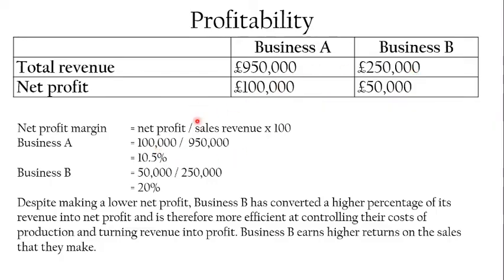So what do we do? Business A earns 100,000 on sales of 950,000. It's turning 10.5% using this formula here into profit. So for every £1 they take in revenue, they're turning 10.5p into profit. Well, you do the same formula, there should be a times 100 there, for business B. You'll see that they're earning, for every £1 they generate in revenue, they're turning 20p into profit. That means they're more efficient at controlling their costs, basically, than business A. You need to know gross and net profit margins.